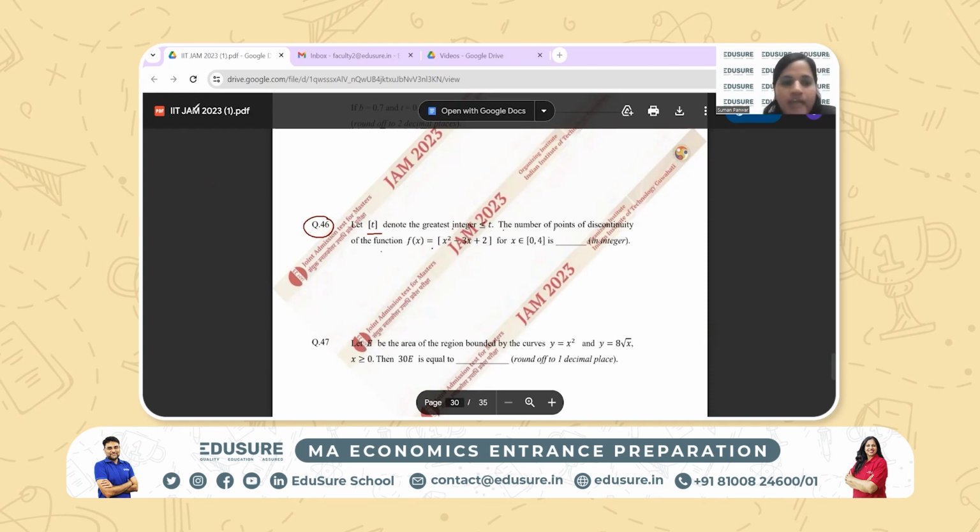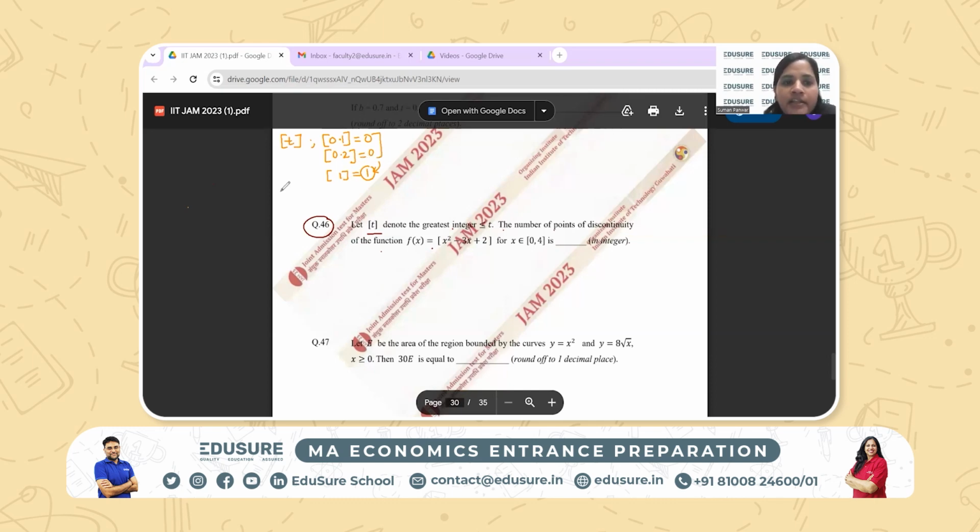Let's observe what is happening with this box function. If [T] is my box function, it takes the value of the greatest integer less than or equal to T. If I take 0.1, its value is going to be 0. If I take 0.2, its value is going to be 0. The moment I make it 1, its value is going to be 1. So from 0 till before 1, it takes value 0, and at 1 it changes its value to 1. So we will have a jump at 1. Similarly, we will have a jump at 2, 3, and so on.